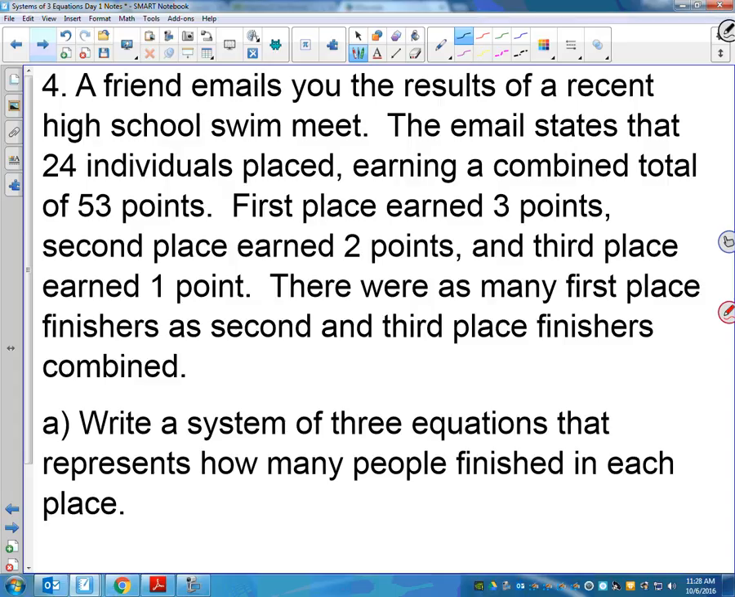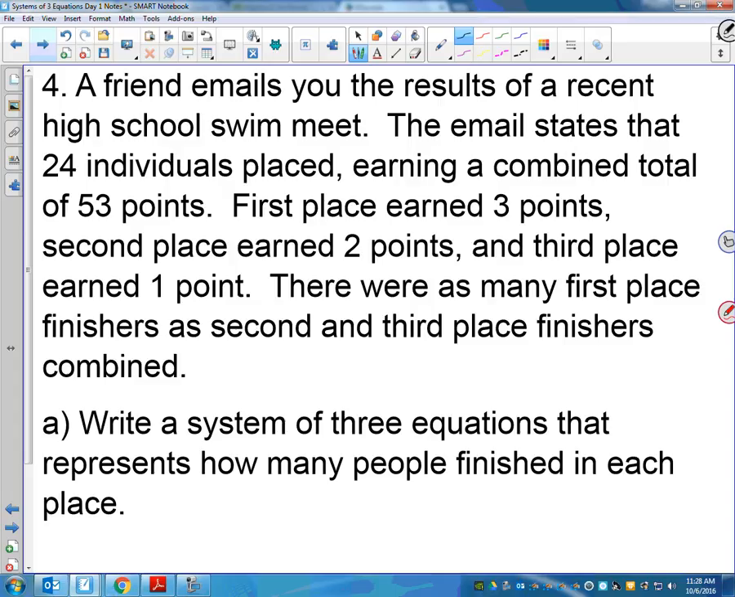So it says, a friend emails you the results of a recent high school swim meet. The email states that 24 individuals placed, earning a combined total of 53 points. First place earned 3 points, second place earns 2 points, and third place earned 1 point. There were as many first place finishers as second and third place finishers combined. Write a system of 3 equations that represents how many people finished in each place.